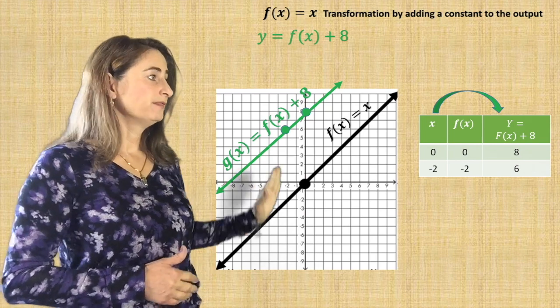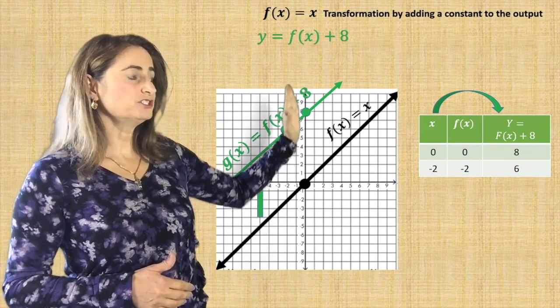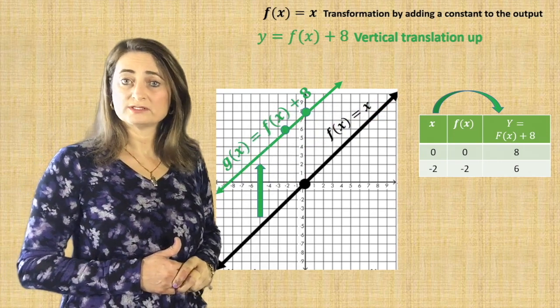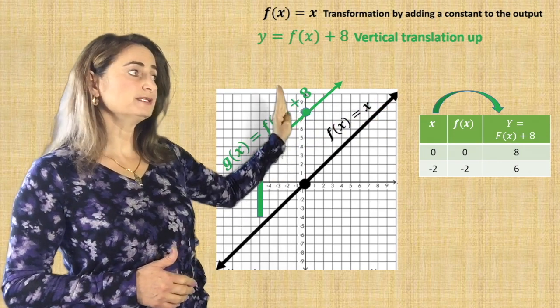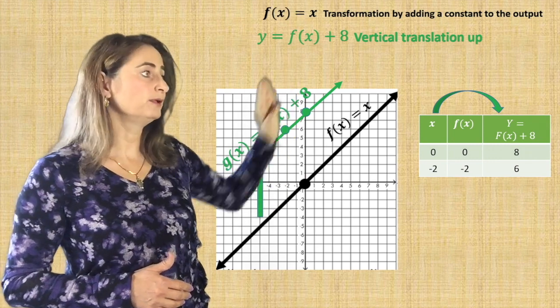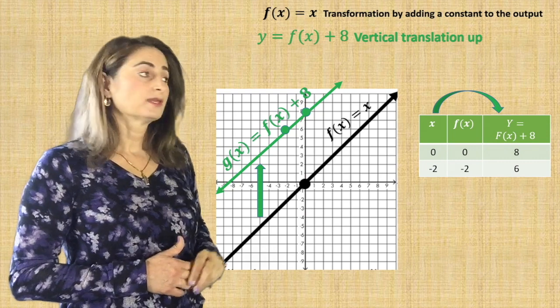Watch what happened. That's a vertical translation. See how it went up. So when you are adding a constant more than 0, that's a vertical translation. Remember, vertical is the y, so you're changing the y by sliding it up 8 units.